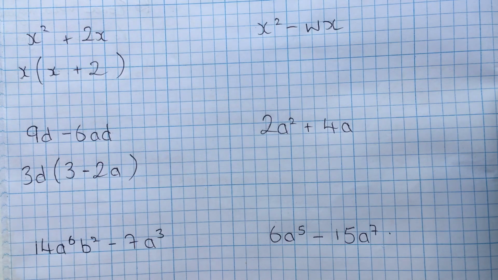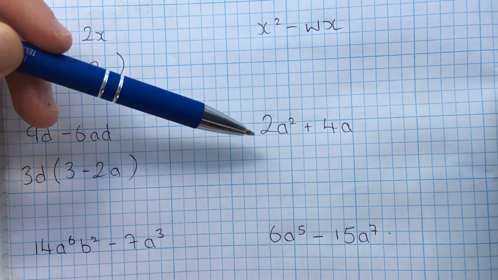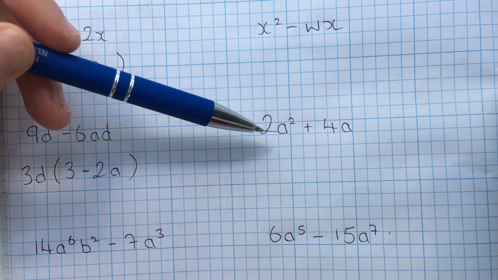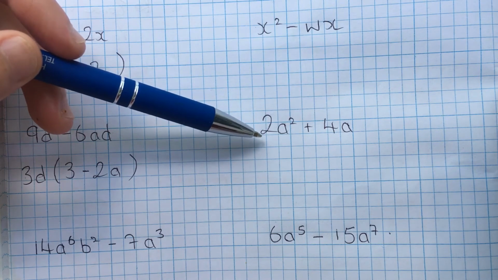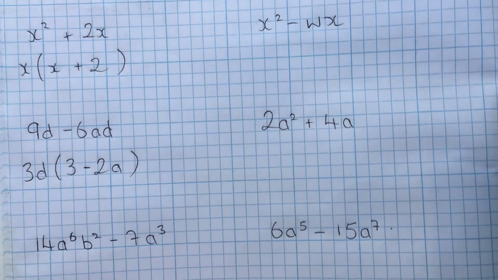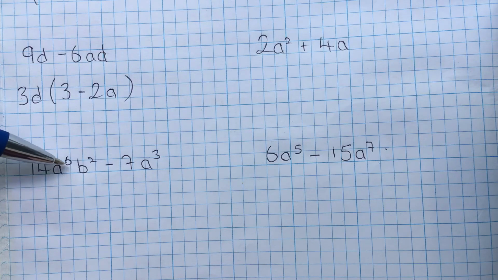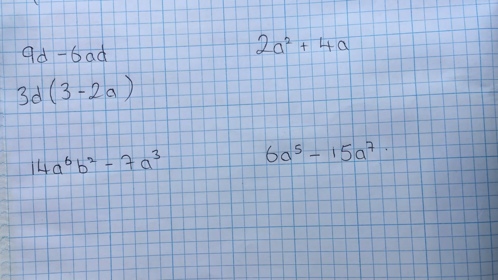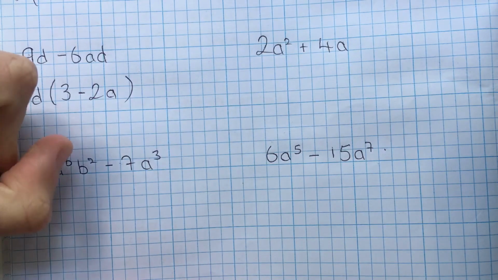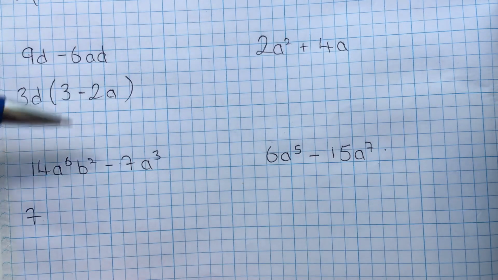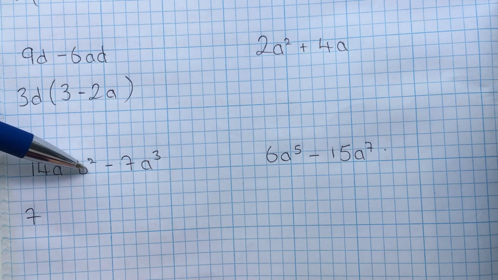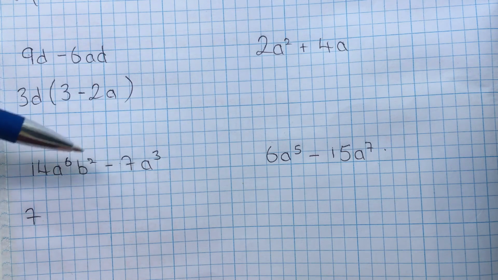That's this fully factorized. So the one to try yourself, 2a squared plus 4a. Again, you'll have a combination of number and letter. And then similar here at the bottom, just slightly trickier, 14a to the power of 6 b squared minus 7a cubed. Again, look first for the number if possible, and then move on to the letter. So our numbers are 14 and 7, so 7 can be your common factor for the number. Then we've got a to the power of 6 b squared and a cubed.